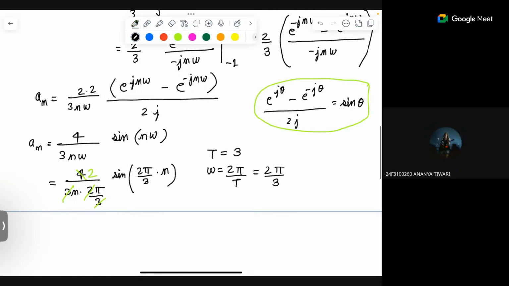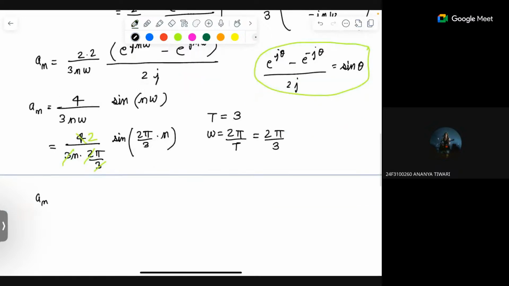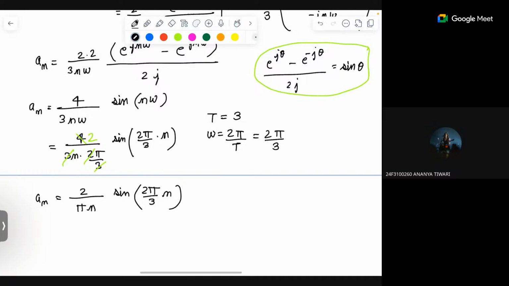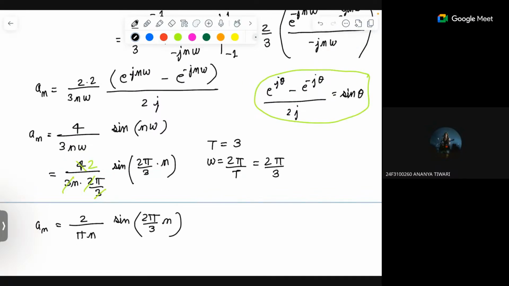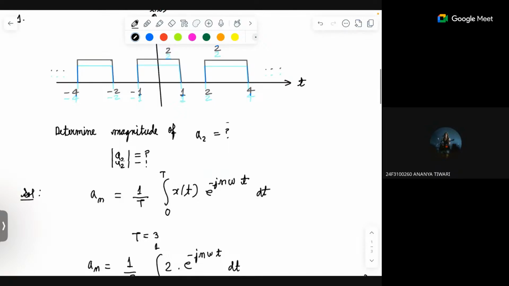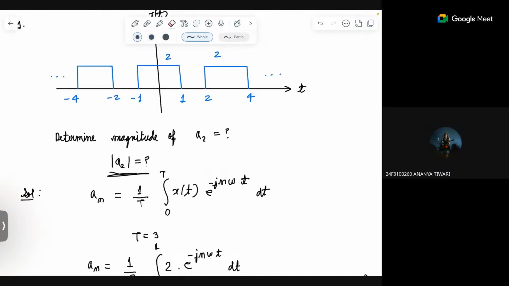So now I have an to be 2 by pi n sine of 2 pi by 3 into n. So how we got this expression of an, is this clear, class? Yes, ma'am. Alright, now we have an. In the question we wanted to find the magnitude of A2.